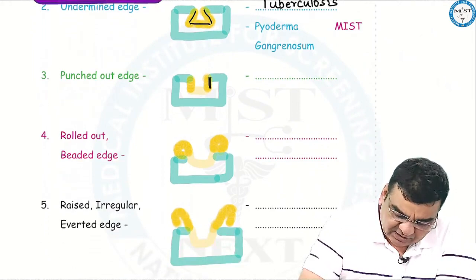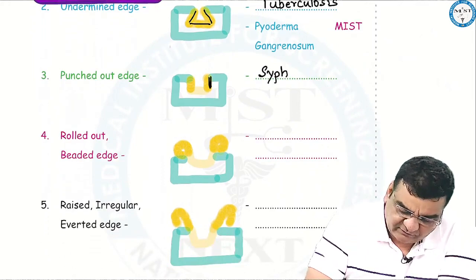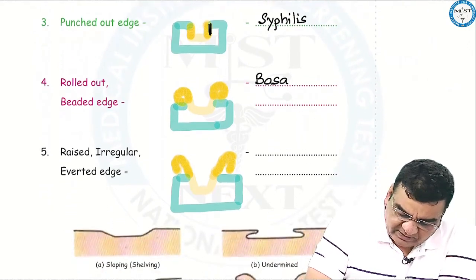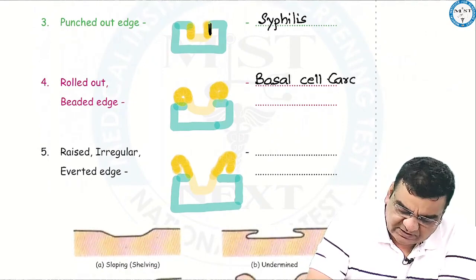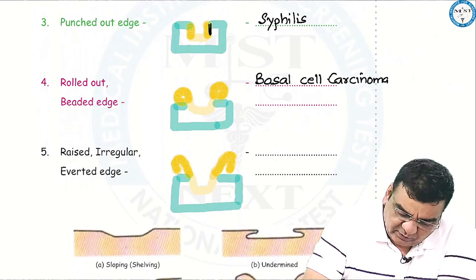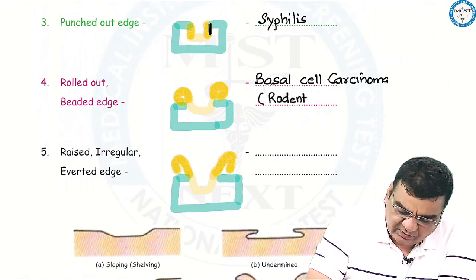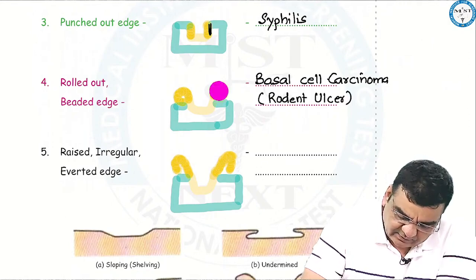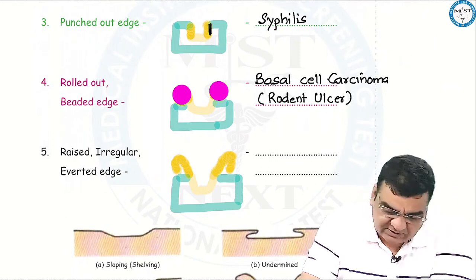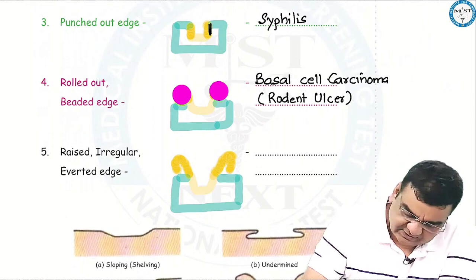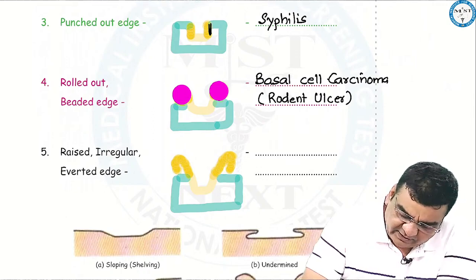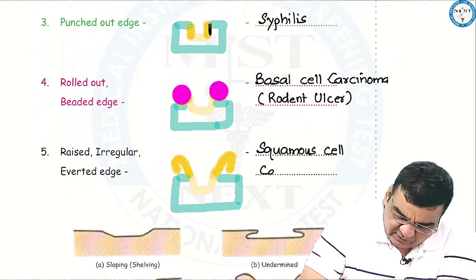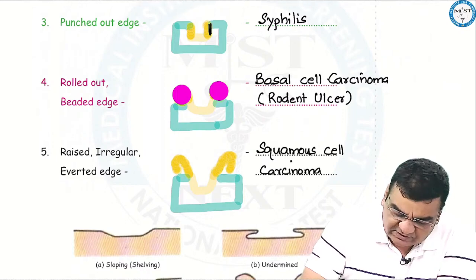Then there can be a punched out edge, which we commonly see in cases of syphilis. Then there is a rolled out and beaded edge, which we commonly see in basal cell carcinoma, or you can say a rodent ulcer. This bead-like, pearly edge is seen in basal cell carcinoma or rodent ulcer. And a raised, irregular, everted edge is seen in squamous cell carcinoma.